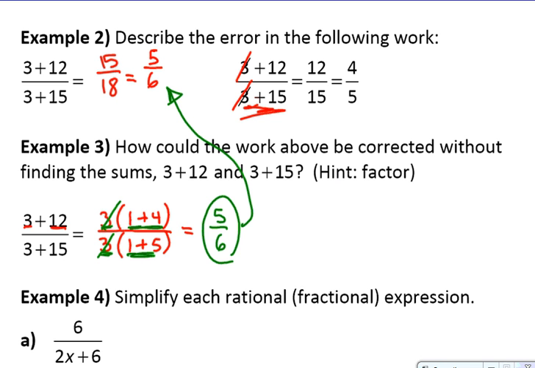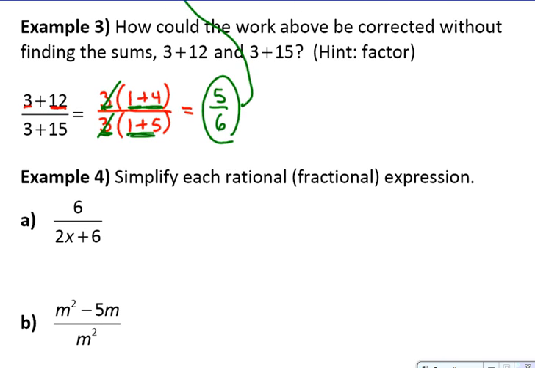In order to cancel, you must have a multiplication problem. You can't do it if you've got the little pluses up there. You can think of the pluses like they're a happy family, and they will only go as a team. They will not go separately, or happy friends, whatever you want to think.